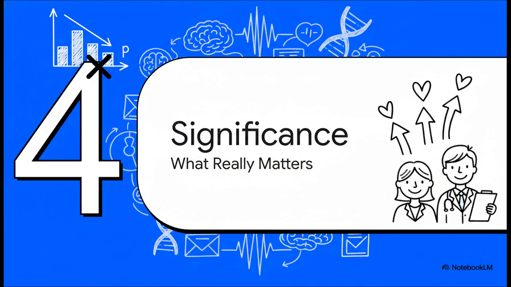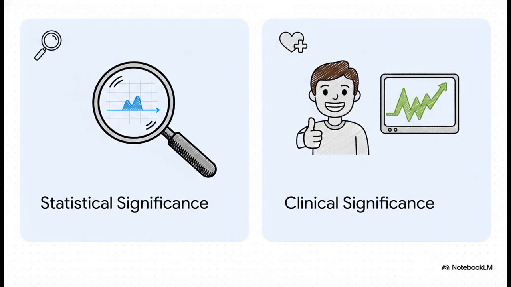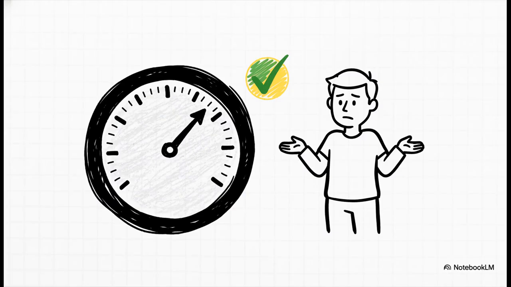And that brings us to what really matters. You know, if you only take one thing away from this whole explainer, please let it be this. Statistical significance and clinical significance are 2 completely different things. One just tells you if an effect is likely real, while the other tells you if it's big enough to actually care about. Here is the perfect example.